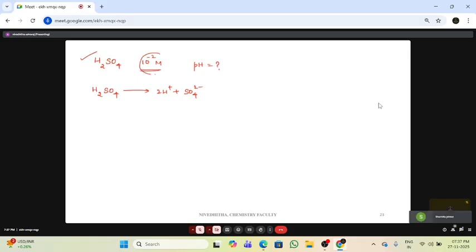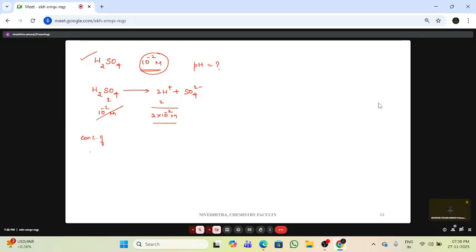And here the concentration of acid is 10 power minus 2 molarity. Upon complete dissociation, how much H plus ion will we obtain? If sulfuric acid is 1, then H plus ion is 2. So here the concentration of sulfuric acid is 10 power minus 2 molarity, so the H plus ion concentration is 2 into 10 power minus 2 molarity, right? So this is the H plus ion concentration, and from this I want you to calculate the pH.